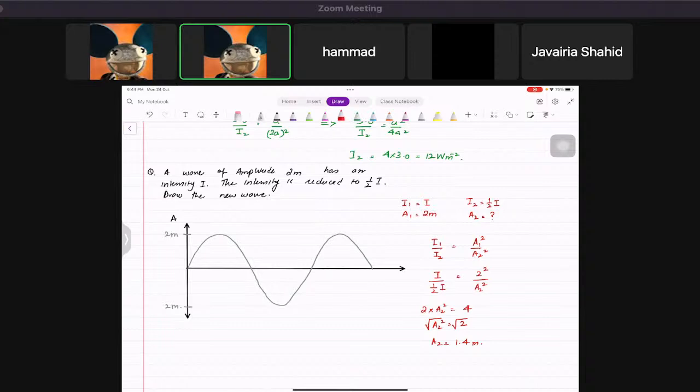So now the new amplitude is about 1.4, so we're going to mark 1.4 here. And then we won't change the frequency at all because the frequency is the same. They never said it changes. So we're going to make the new wave exactly with the same time period, but now with the new amplitude that we found. So this is the new wave. Is it clear, everybody? Any questions now?